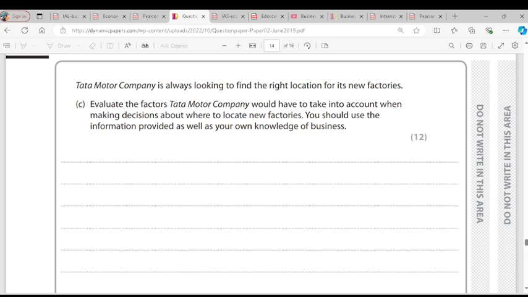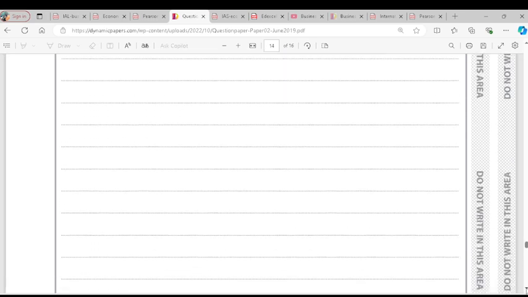However, the cost of premises closer to ports or railway lines might be high as they will be considered as commercial areas. So the problem about locating in areas that are closer to ports or railway lines is that those areas will be considered as commercial areas, which means the land or the premises around there will be expensive. So the cost of location might be increasing for Tata.